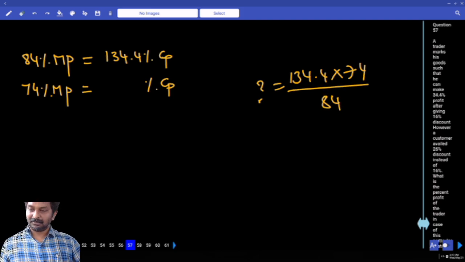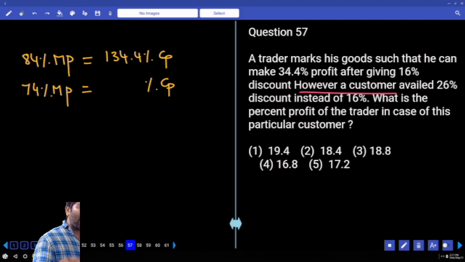Forget about it. Identify the relation between both the numbers. This is how much less than 100? This is how much more than 100? 134.4, which is 50.4 more. Now 50.4 more we have. This one is calculated with respect to 84 only. What is 50% of this number?